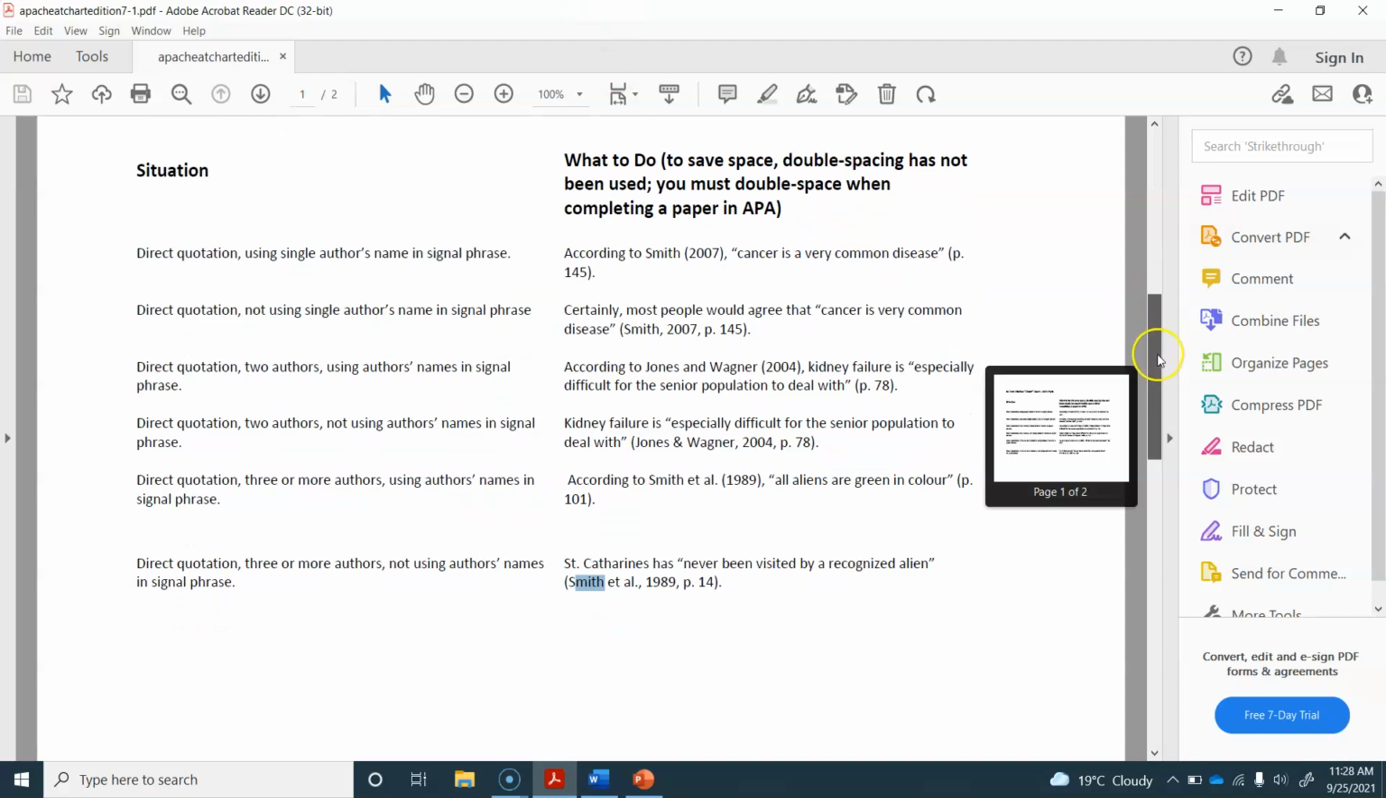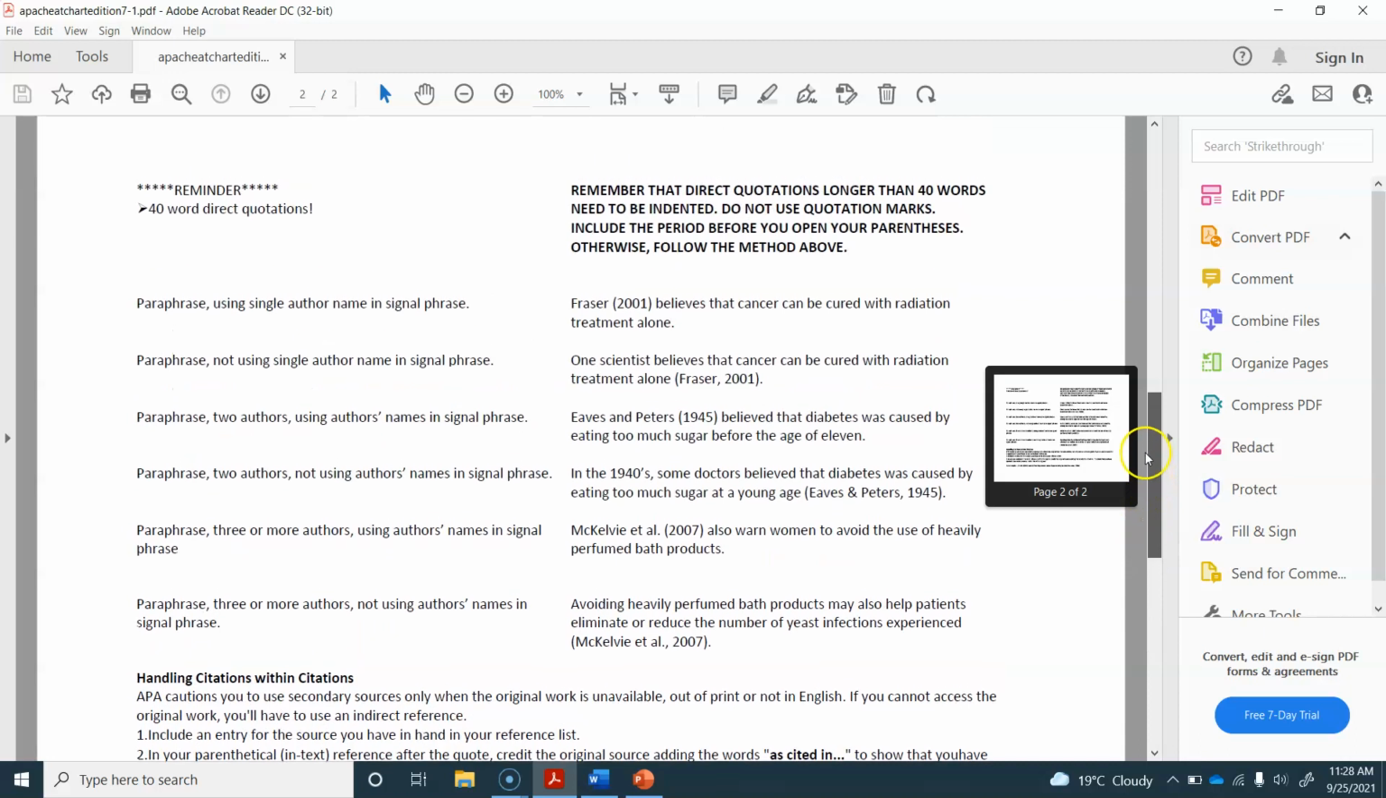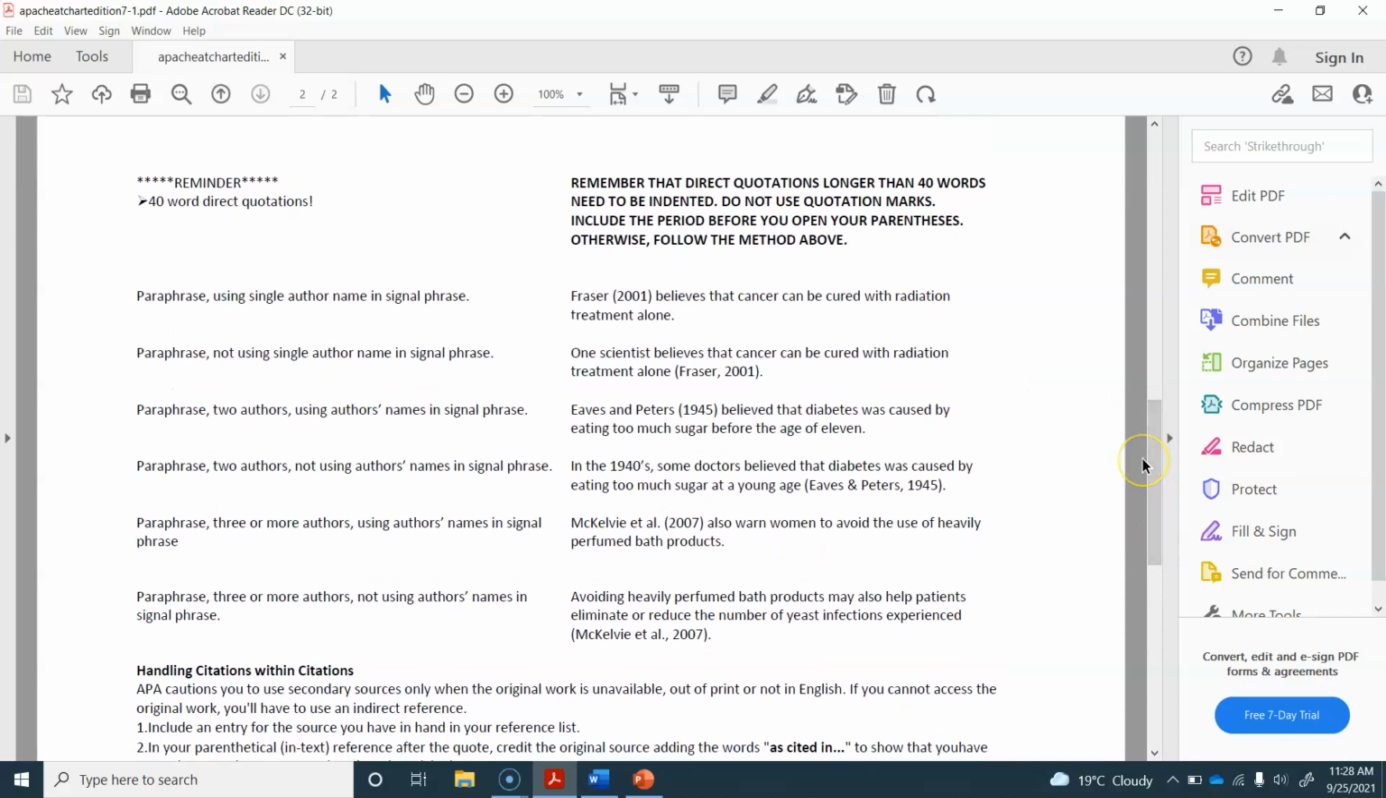Let's take a look at paraphrasing. Paraphrasing is actually really simple because you're going to follow exactly the same pattern that you did for direct quoting, except you never use a page number. So page numbers are only for when you're giving information word for word for word.